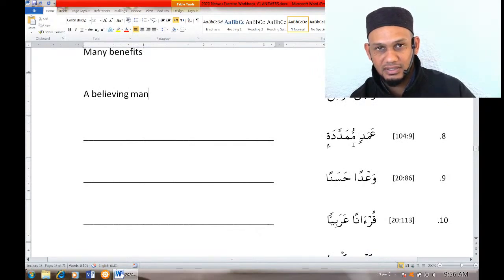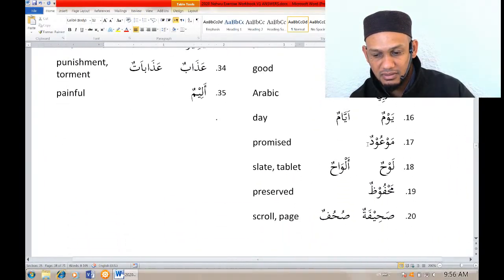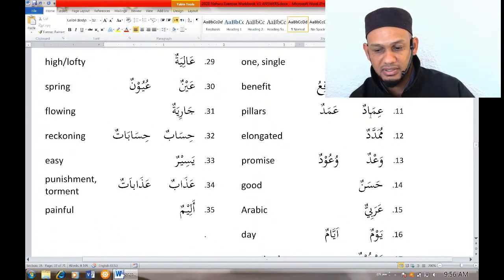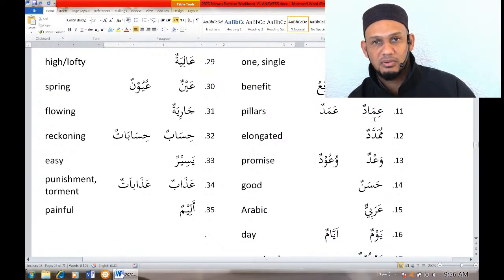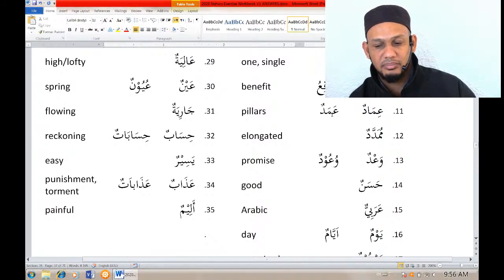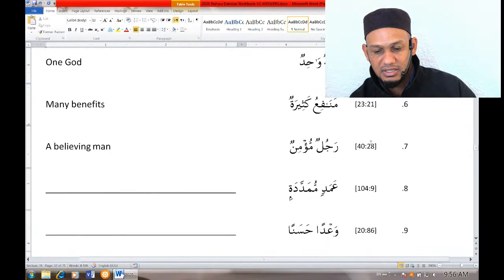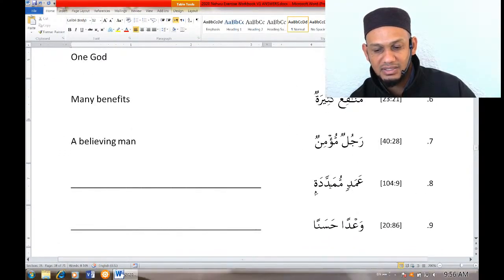Amadin mumaddadatin. Let's go back to our vocab sheet. What does amad mean? We can see the word imad, number 11 on the vocab sheet. Imad means a pillar, and amadun means pillars. So amad is the plural. And mumaddad means something which is stretched out, something which is tall or elongated. So this is going to be amadin mumaddadatin.